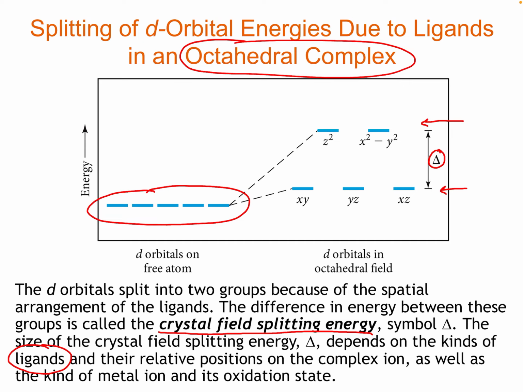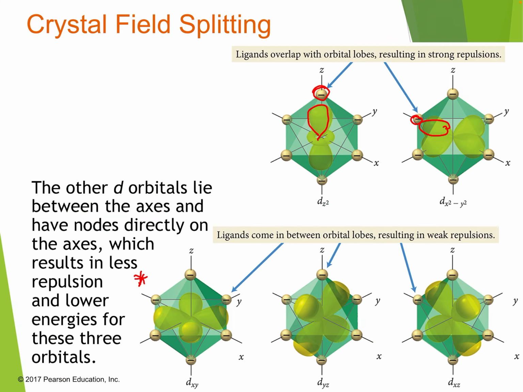It can also depend on their positions on the complex ion. We're actually not going to cover that in this class just for the sake of time, but it does depend on where the ligands are at. And you can imagine, right, we have a bunch of different positions. So if your ligand was here, it would cause fewer repulsions than if your ligand was here, okay?